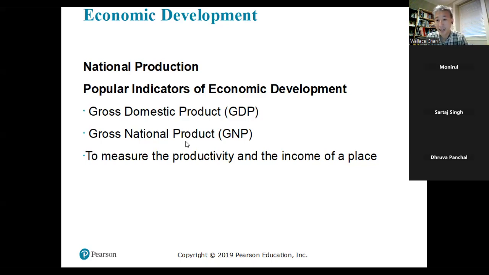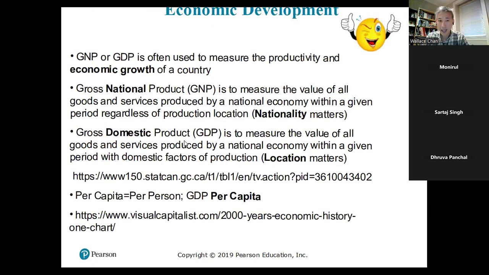For example, when I say that my income is $80,000 per year, basically what I'm saying is that my productivity is also $80,000, and my productivity determines my income. So productivity and income are basically the two faces of the same coin. Now, GNP or GDP is often used to measure the productivity and income growth of a country.